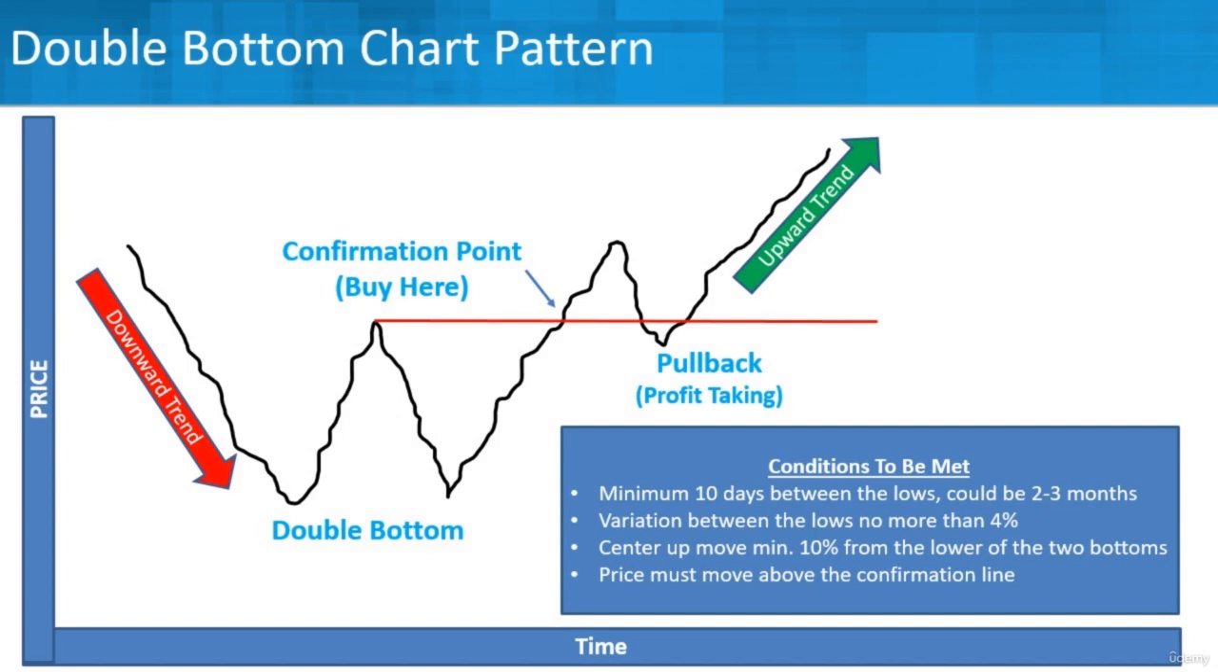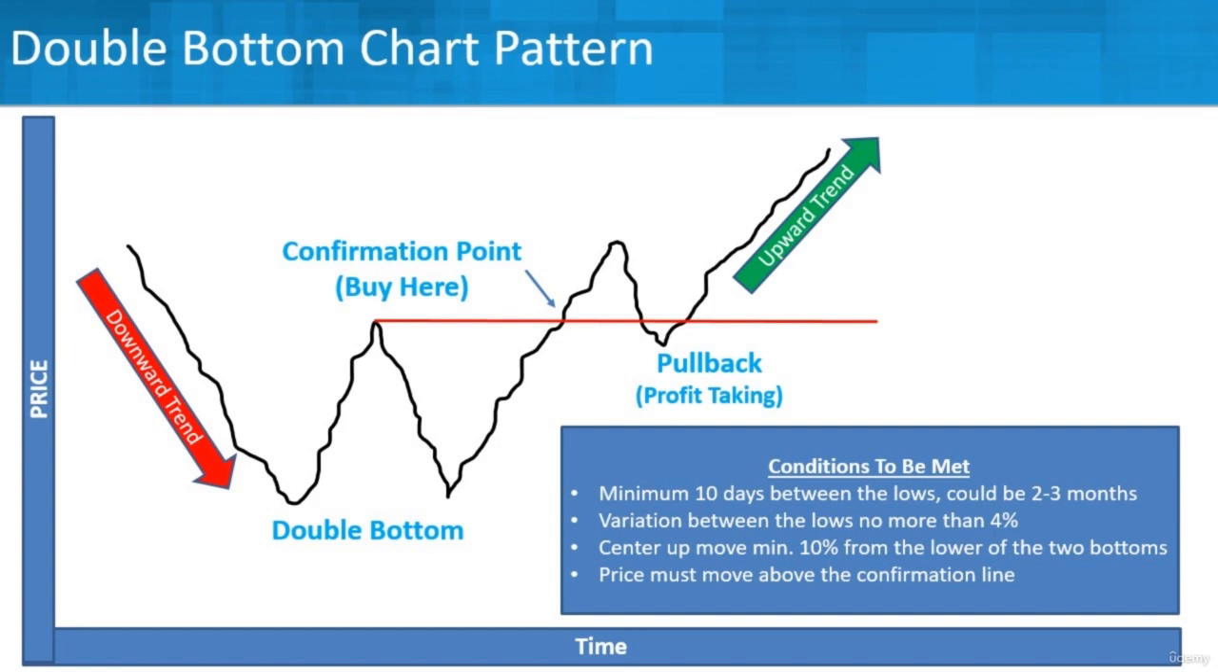And then that center up move is a minimum of 10% from the lower of the two bottoms, right? If it just goes up a couple of percent, you've got this really funky looking W. That's not it, right? So it needs to move up 10% from the bottom and really form a W. It may not be perfect, it's not going to look visually perfect, but it's going to look very clearly like a W is the idea.